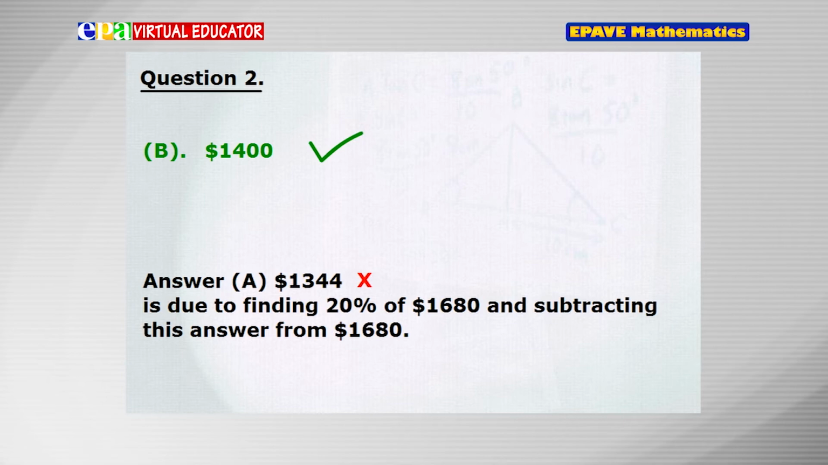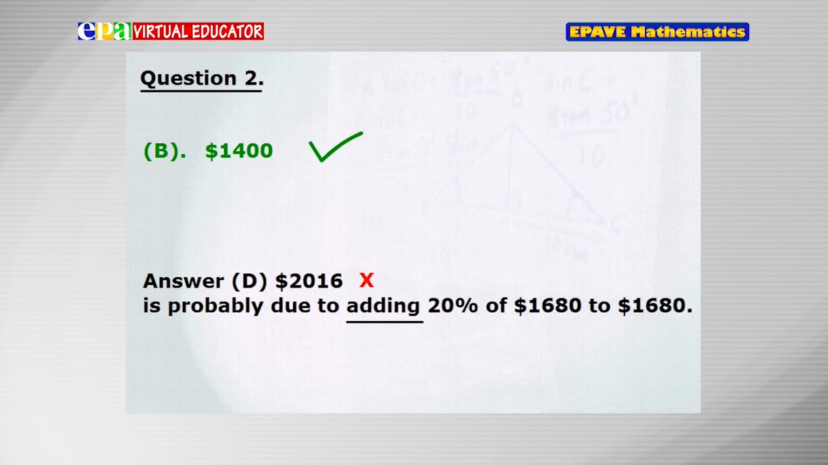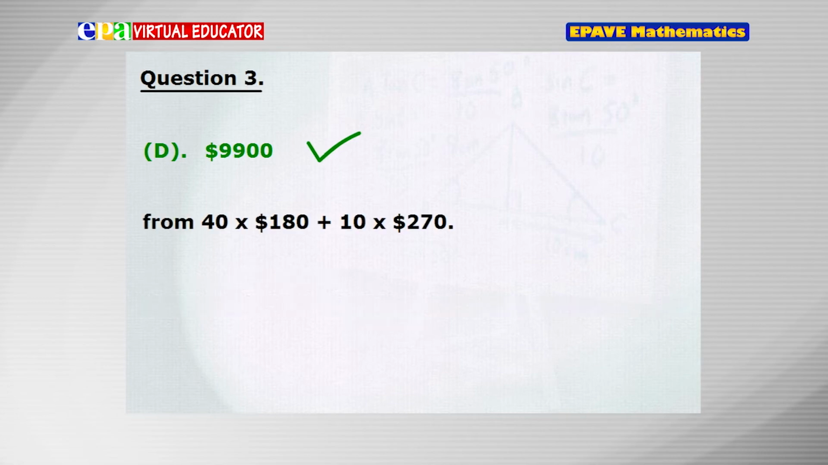Answer A is due to finding 20% of $1,680 and then subtracting this answer from $1,680. Answer C is due to subtracting 20 from $1,680. Answer D is probably due to adding 20% of $1,680 to $1,680.